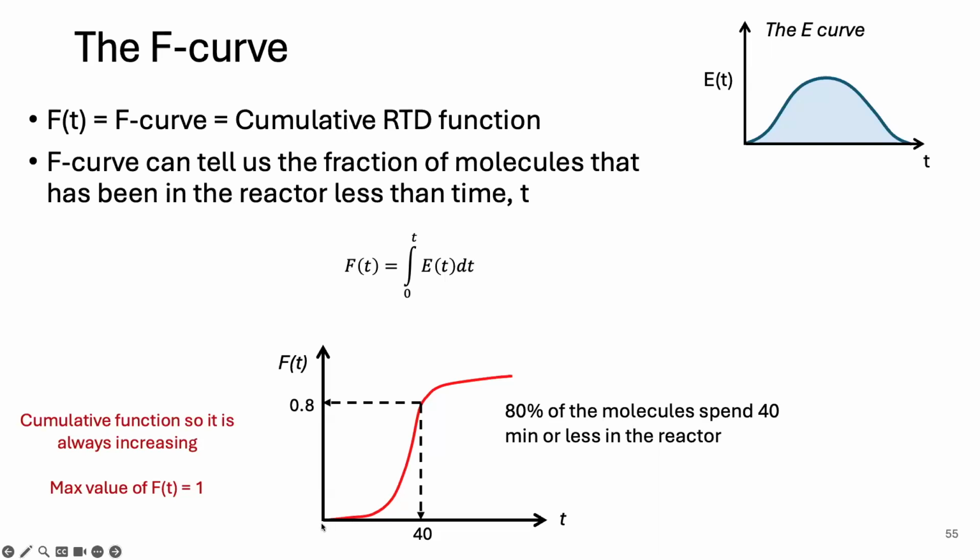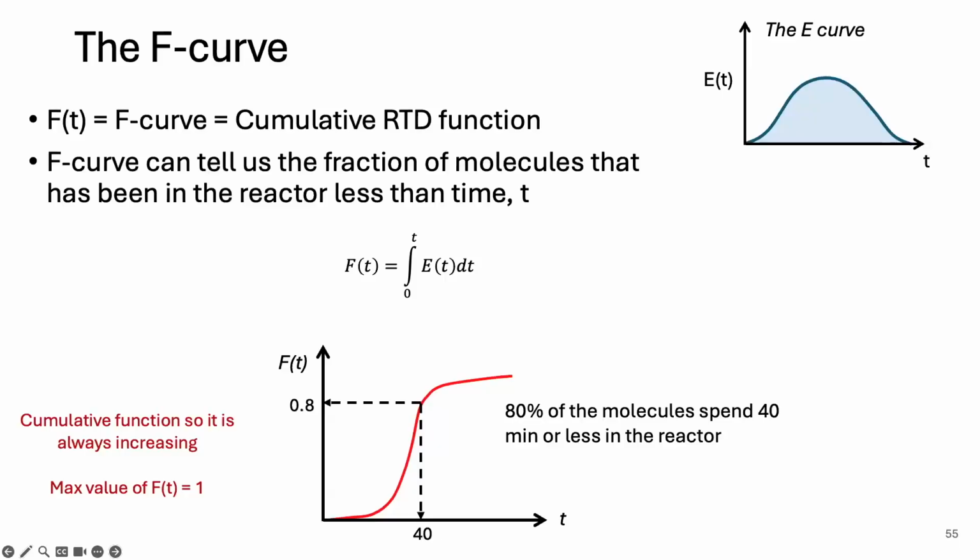So in this example, if we are interested in determining the fraction of molecules that have been in our reactor less than 40, let's say, seconds in this case, it would suggest that 80% of the molecules spend less than 40 minutes, rather, in the reactor. Since this is a cumulative function, it's always increasing, and it can take on a max value equal to 1, which, if you recall, was the total area under the E curve.